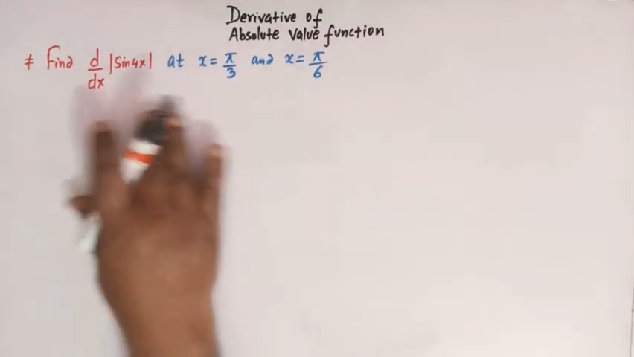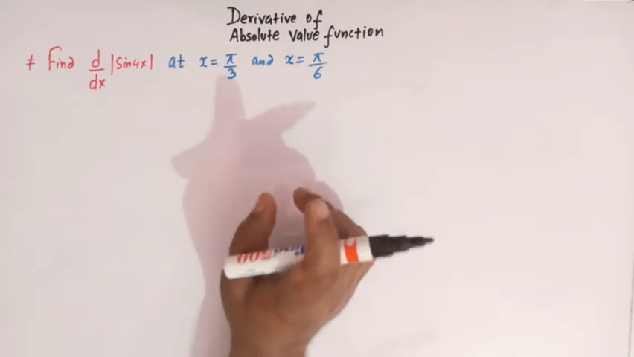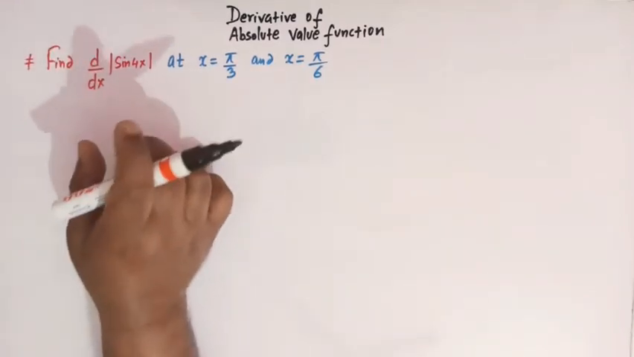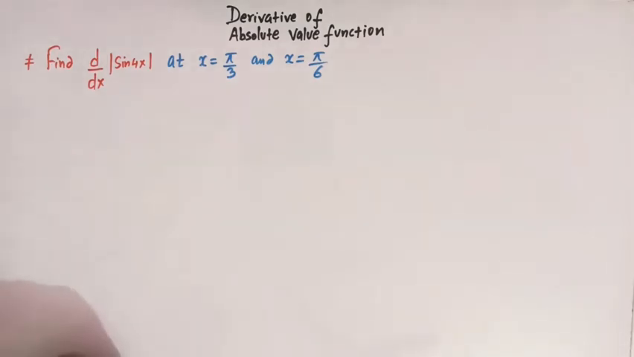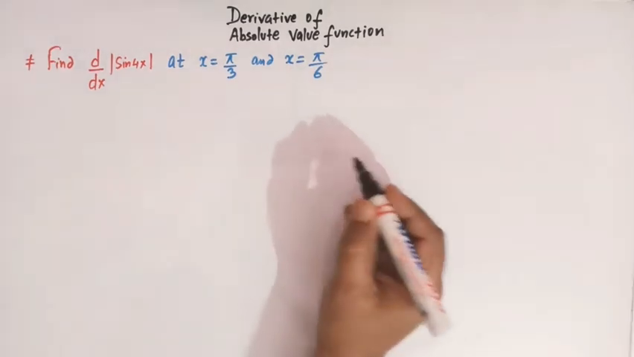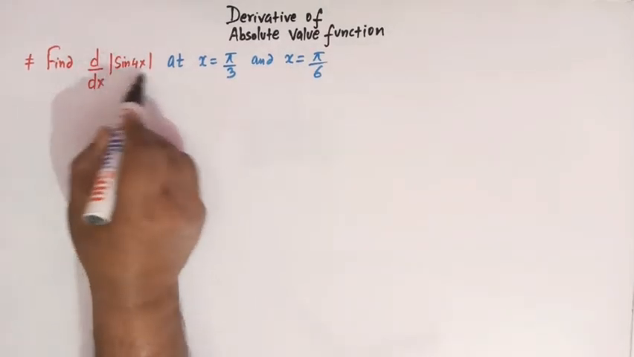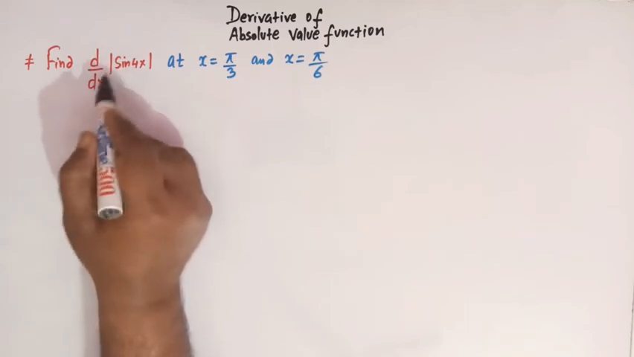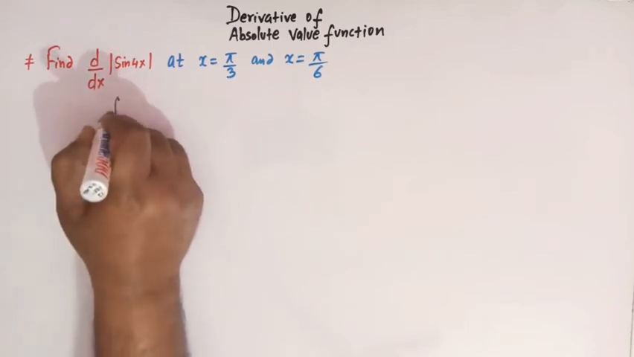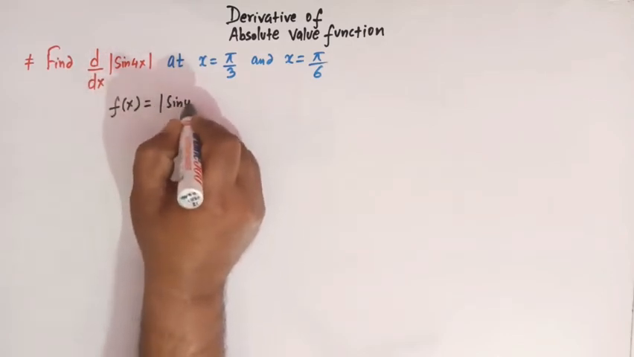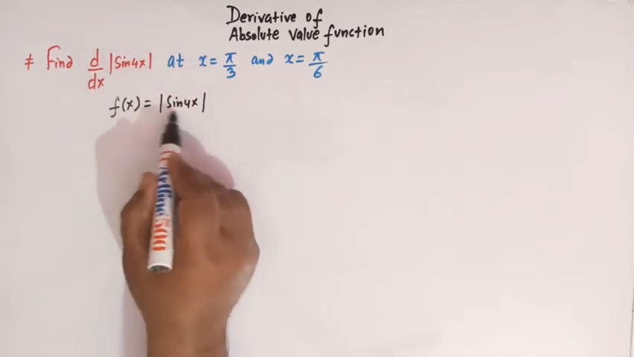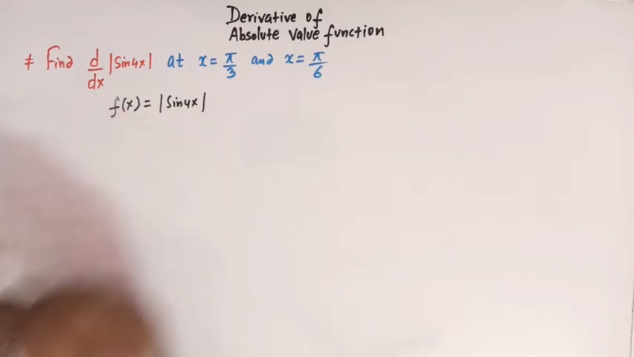Viewers, this is a very important problem, and to solve this problem we need to have a strong concept of the absolute value function. So let us start. The function which we have to differentiate is mod of sin 4x, so let us denote mod of sin 4x by f of x.